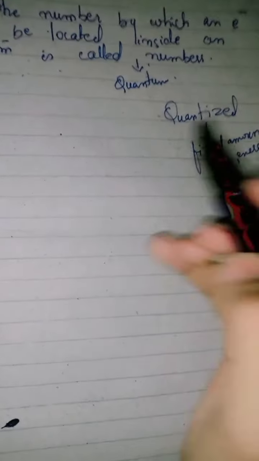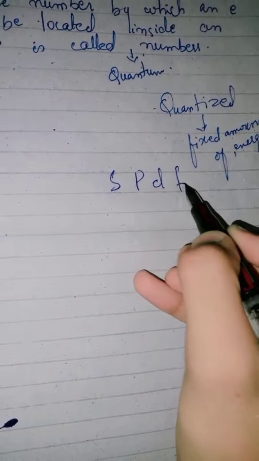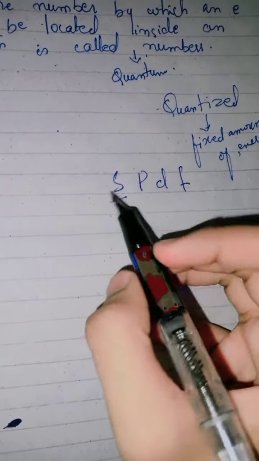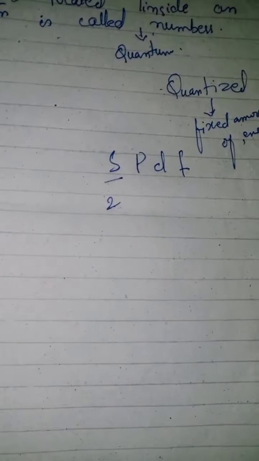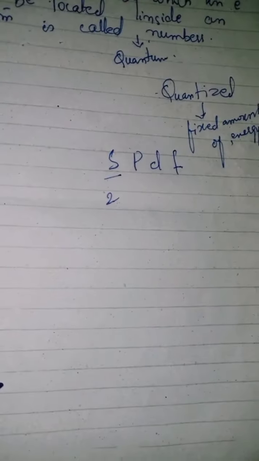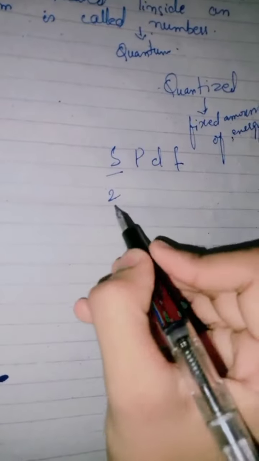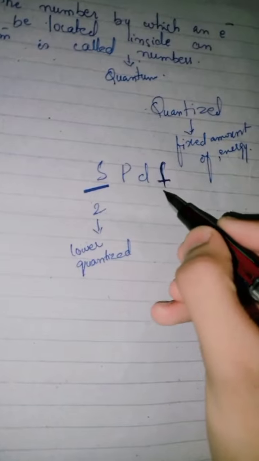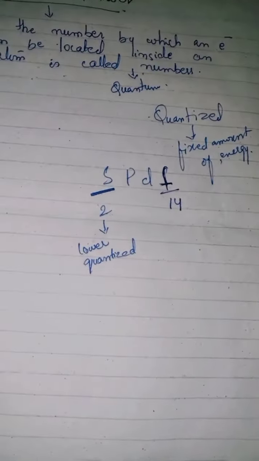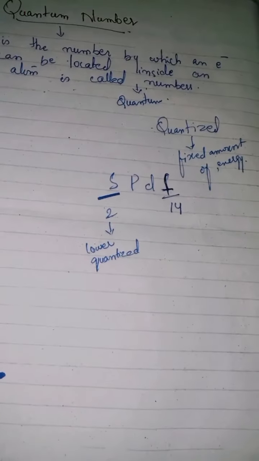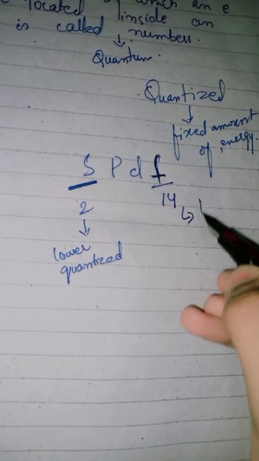If we talk about SPDF, the subshells, S has two electrons and it is close to the nucleus, and there is an attractive force between them, so it is lower quantized, we can say. Whereas F has 14 electrons, so it has more energy, and it will be called highly quantized.